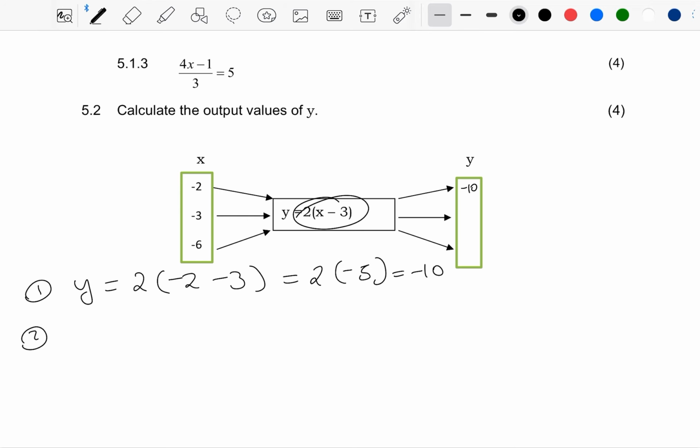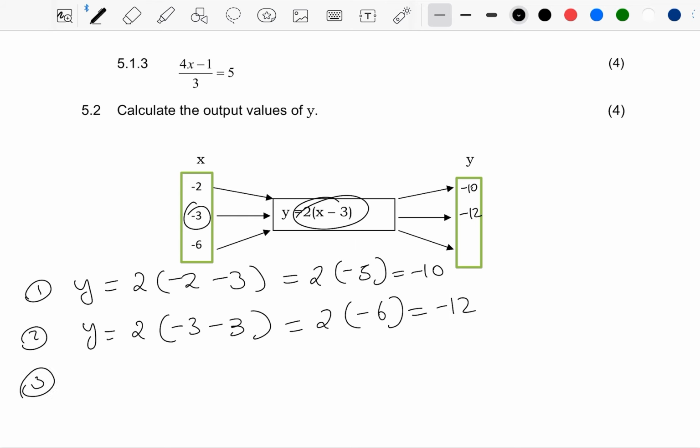Now, number 2, y is equal to 2. So where there's x, put -3. So it's -3 minus 3, so it's going to be 2 times (-3 minus 3), that's -6. 2 times -6, that is -12. So your answer here is -12.